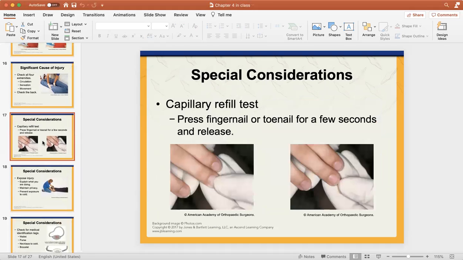Okay, special considerations and other things that we can do. A capillary refill test. This is going to be testing for circulation, oxygen, things of that nature. You can see here this individual is pressing the fingernail. Obviously there's no picture of a toe, but you can also do the toenail, pressing for a few seconds and then releasing. We're looking for oxygen, and if you can see the color coming back in it, that's going to indicate circulation, oxygen, things of that nature.